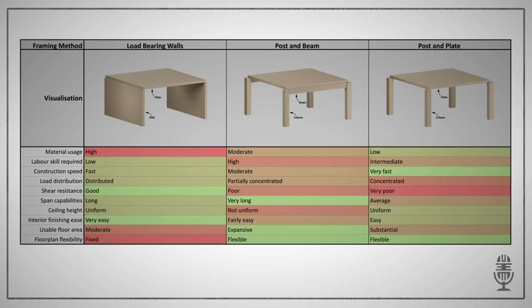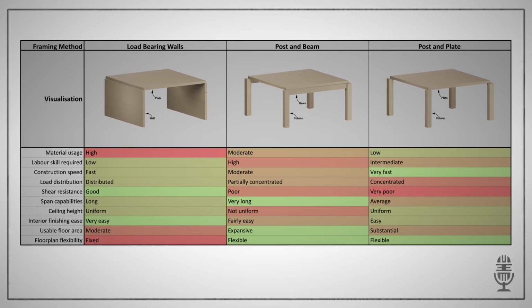Load-bearing wall framing in mass timber construction offers a robust, efficient structural system with advantages in load distribution, shear resistance, and interior finishing ease. However, it does require careful consideration of material usage, floor plan flexibility, and space efficiency.